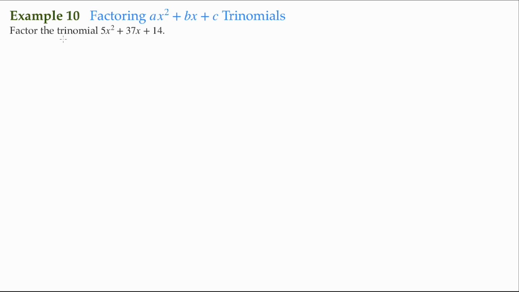So here we have factored the trinomial 5x squared plus 37x plus 14. And you can see right here, the leading coefficient a is 5. The middle coefficient b is 37. And our constant c is equal to 14. Now when we factor this trinomial, it's going to factor into two binomials. Don't forget, factoring means taking an algebraic expression and turning it into a product of expressions. So it's going to come out to be two binomials.